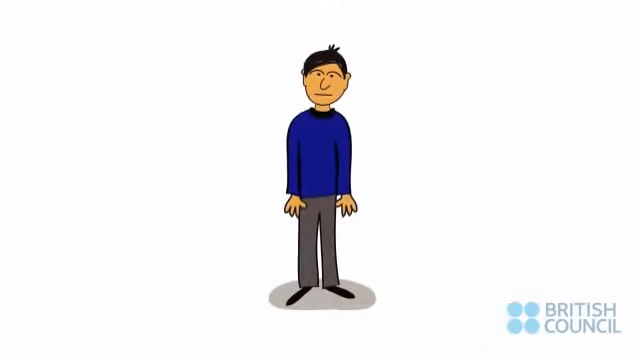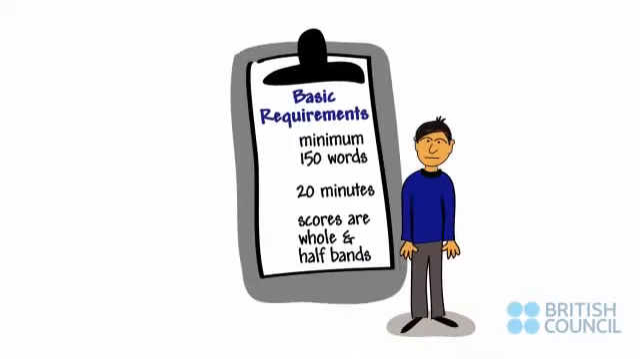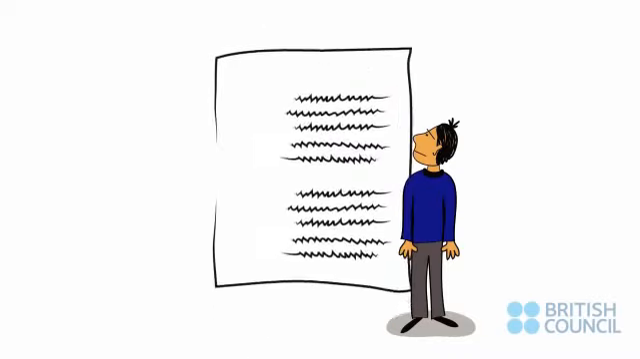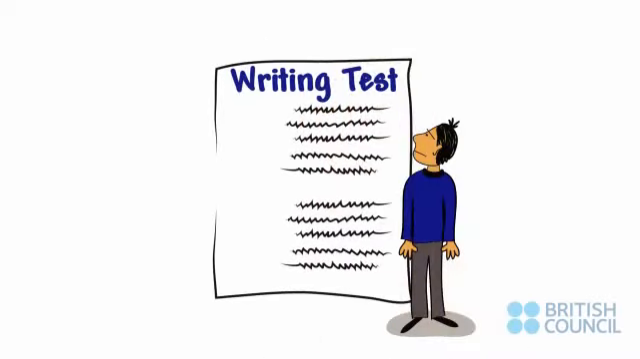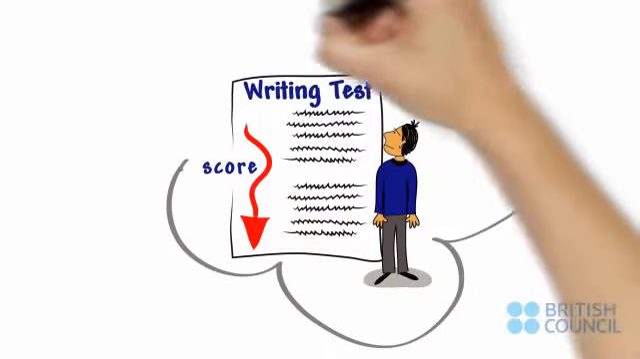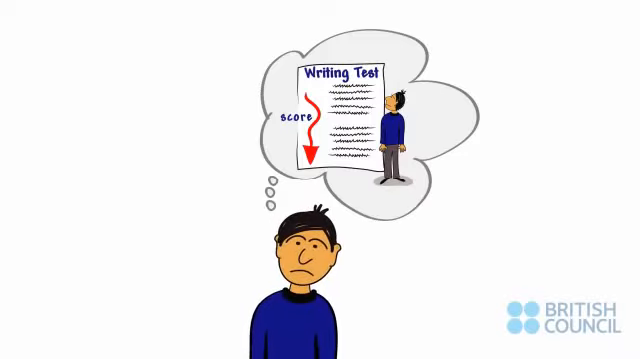Meet Yo Ching. He is preparing for the IELTS writing test. He knows the basic requirements, but has taken the IELTS writing test before and not achieved the score he wanted. He realizes he has been doing some things in IELTS Writing Task 1 that don't work.